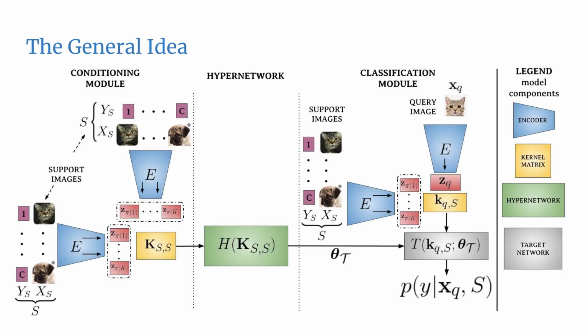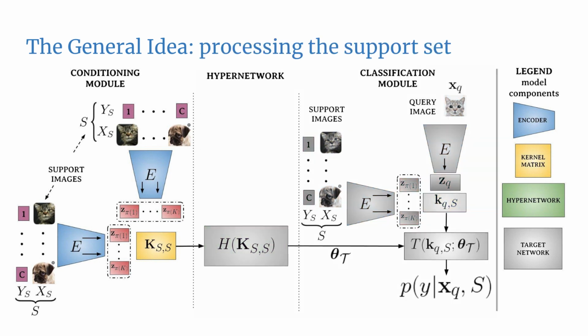How does it look in practice? The general idea is simple and could be summarized in the architecture scheme. HyperShot could be divided into three main parts: the module processing the support set, the hypernetwork itself, and the classification module for inference. Let's dive into all of them.